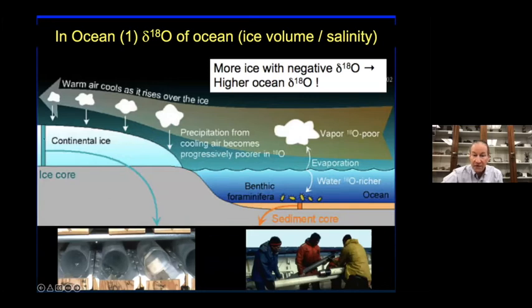And as I mentioned, because that continental ice always has a very negative delta O18, if there's lots of ice in the world, it leaves the ocean with more O18. The ocean becomes more positive when there's more and more negative delta O18 locked up in ice on land. So we sometimes refer to an ice volume equivalent.